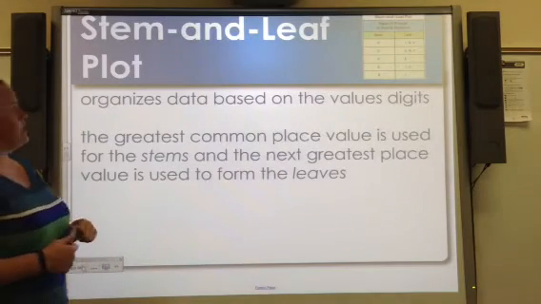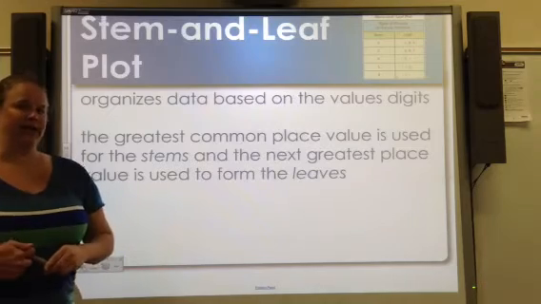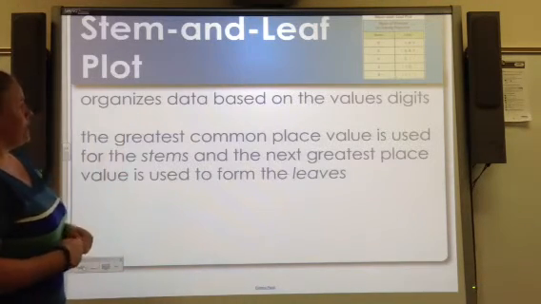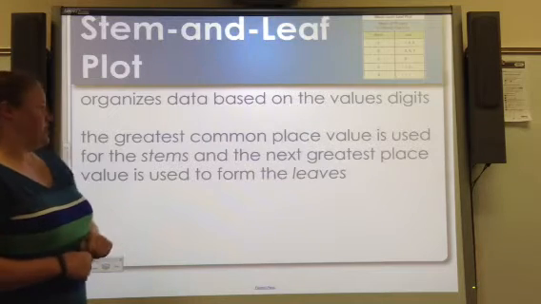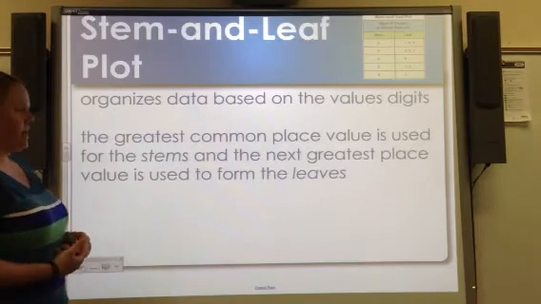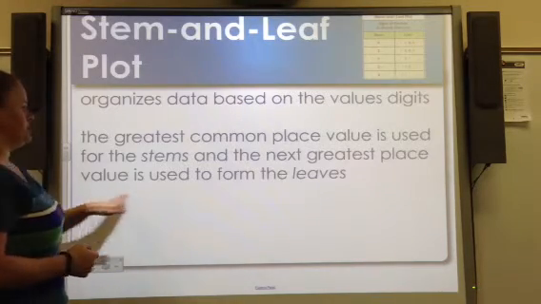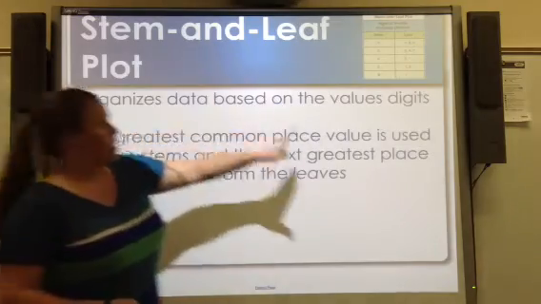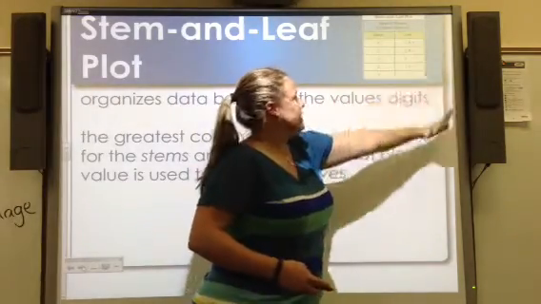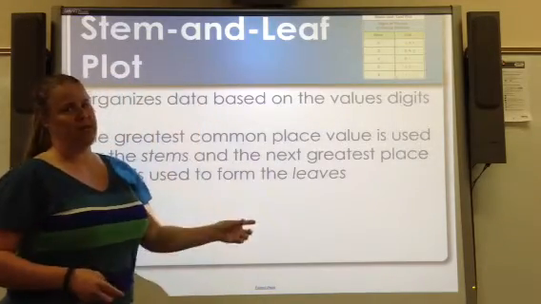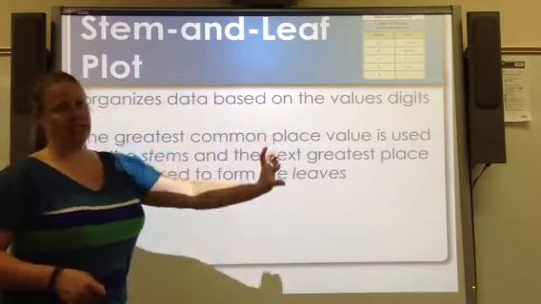The next one for today is stem and leaf plot. Again, you probably saw this last year, but just to make sure, it organizes data based on the values' digits. The greatest common place value is used for the stem, and the next greatest place value is used to form the leaves. So we have our stem over here, our leaf on the right-hand side, and we typically use our tens place value as the stem and our ones as the leaf.